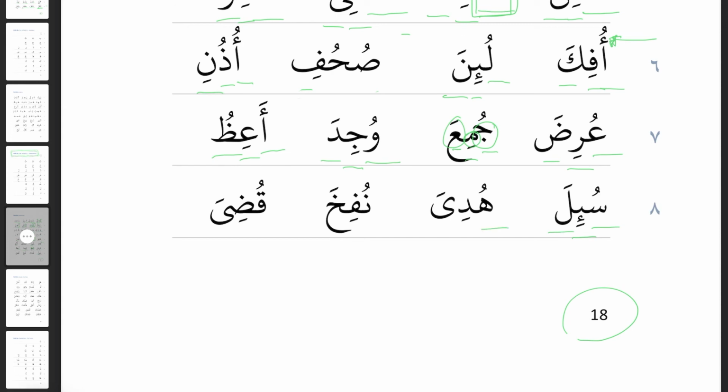hu, di, ya, nu, fi, ha, u, di, ya. So here we had the qaf with the dhamma, qu, dad with the kasra, which is an e noise, di, and then ya with the fatha, which is an ah noise. So ya, qu, di, ya.